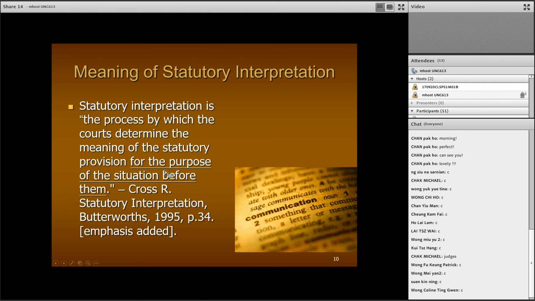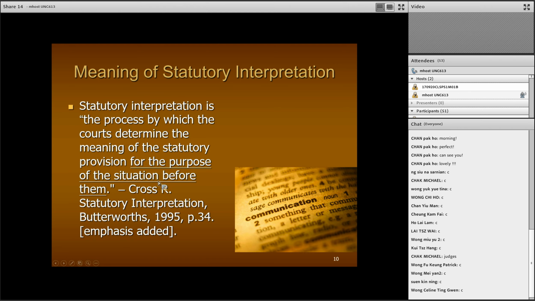So the court will not do the job when there's only a hypothetical case. For example, if you ask the judge whether someone who comes to Hong Kong without any permission will be allowed to stay in Hong Kong, if you ask this kind of question, he will never answer your question.